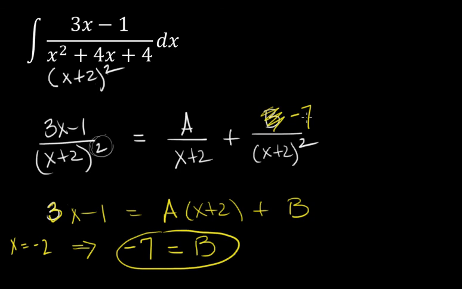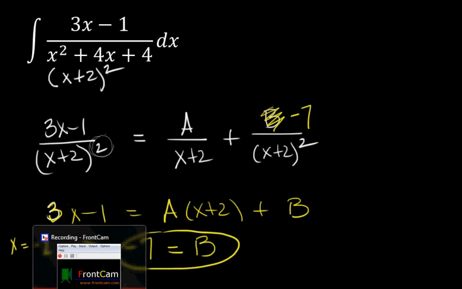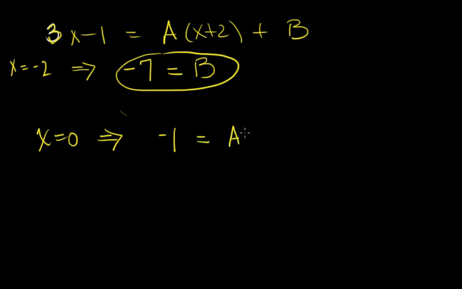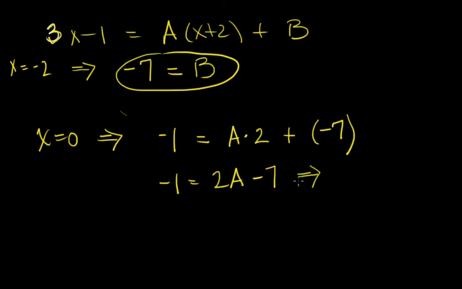So we know that. Now to solve for A, well, you can let x be anything you want. Let's let x be 0. Now keep in mind you could let x be whatever you want. I'm just picking 0 because it's easy to plug in. If x equals 0, then 3 times 0 minus 1 would give me negative 1 is equal to, and I'm going to be solving for A, A times 0 plus 2 is 2, plus, and oh, I should have put minus, I guess, negative 7. B is negative 7. So we have minus 1 is equal to 2A minus 7. Adding 7 to both sides, we get 6 equals 2A, so A is equal to 3.